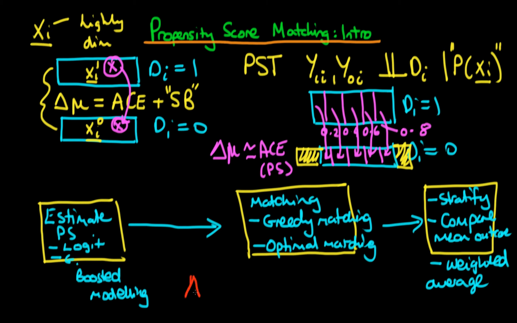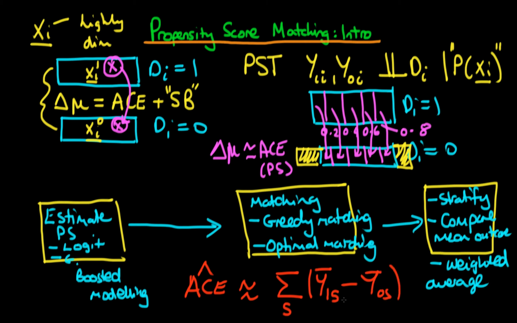So our estimate of the average causal effect is the sum over all different strata, so that's the sum over S, of the difference between ȳ1S minus ȳ0S, where ȳ1S and ȳ0S refer to the average level of y, the outcome variable, within stratum S of the treated group and within stratum S of the untreated group, respectively.